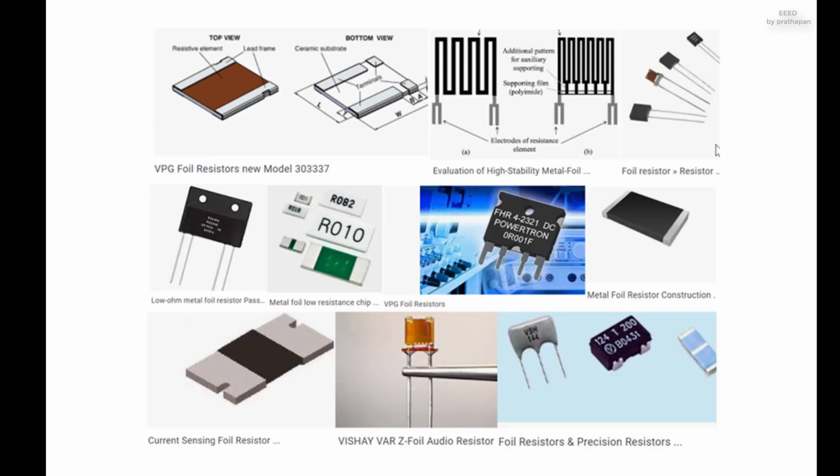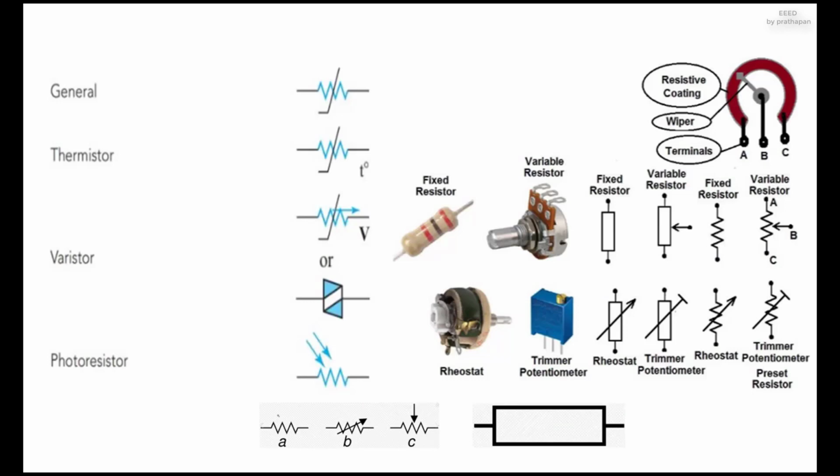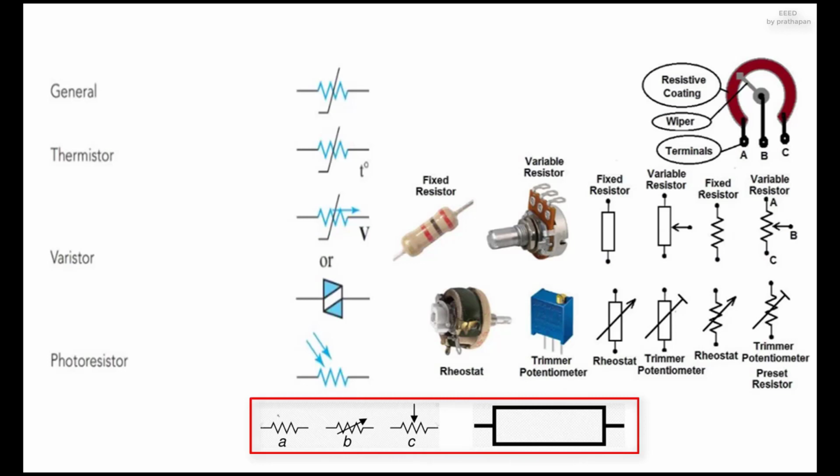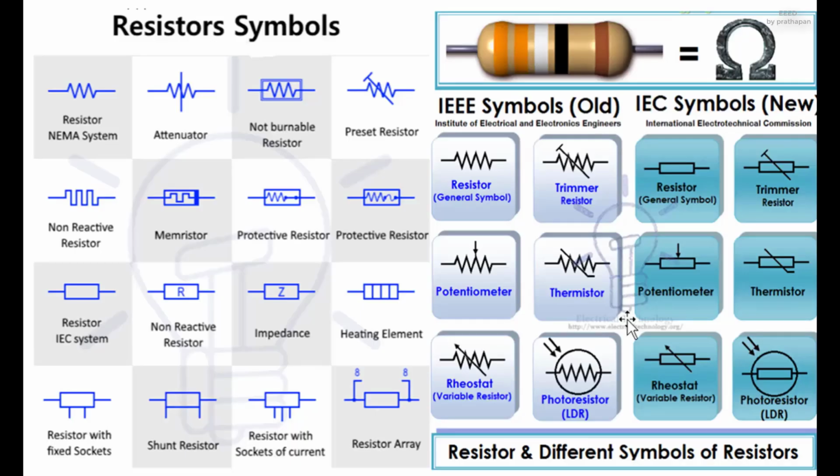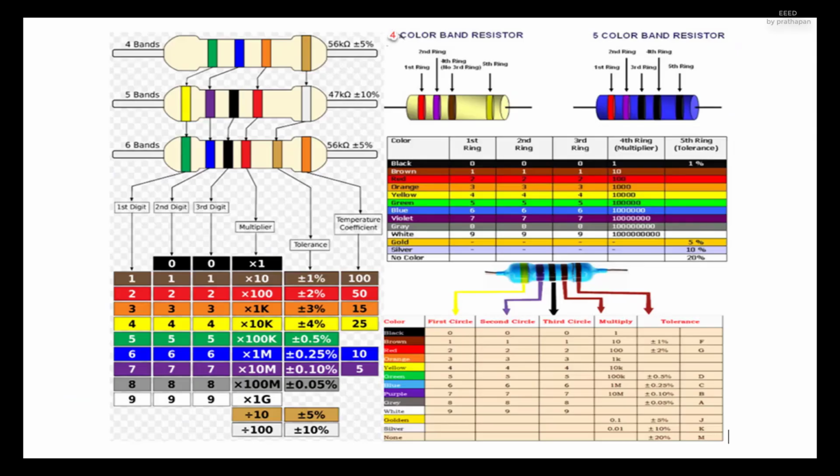Electronic symbols and notation. Electronic symbol and RKM code. Two typical schematic diagram symbols are as follows: A, resistor; B, rheostat, variable resistor; and C, potentiometer. The resistor symbol. The ohm symbol, omega, is the SI unit of electrical resistance, named after George Simon Ohm.